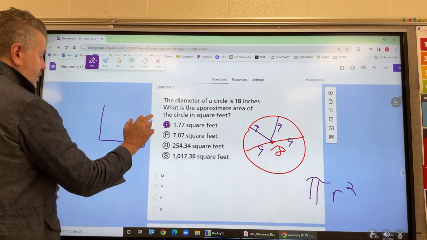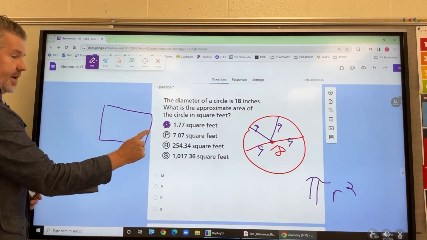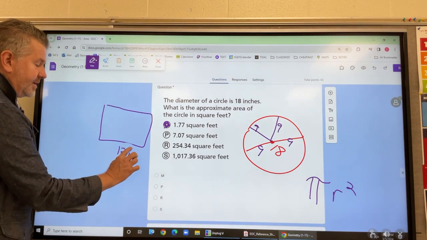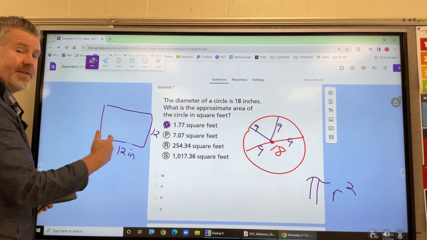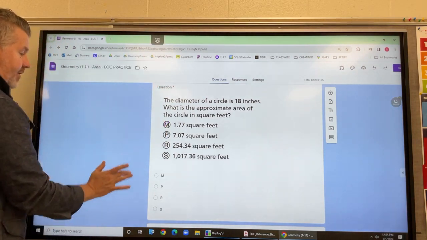Because remember, a square foot is 1 foot on a side, so 1 times 1 square foot. But if we change that to inches, a foot is 12 inches, 12 times 12 is 144. So there's 144 square inches in a foot.